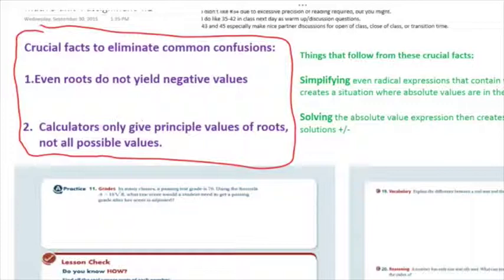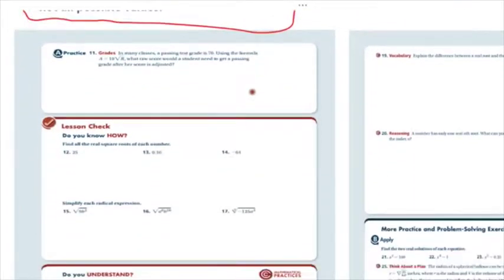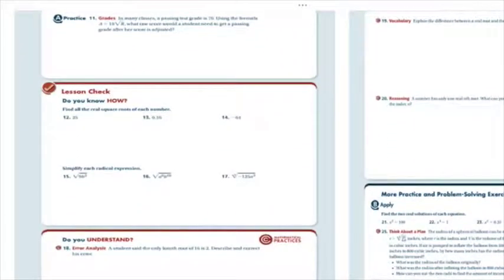So we're going to start by looking at number 12, one of the first problems you have that you could choose. And the directions here are the problem: find all real square roots of each number. If they had said the square root of 25 equals, I would say that that was 5, because an even root can only yield a positive answer.